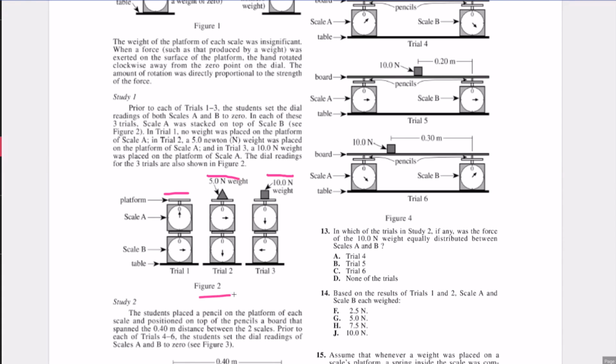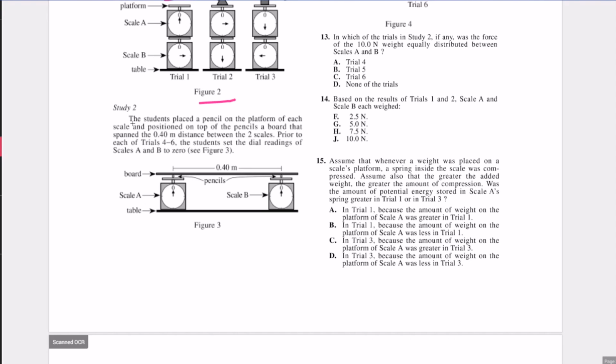So we see the figure 2, right? With this one, with just the scale on top of it, this is showing 0, because there's no weight on top. And here there is the scale on top, so it's showing about a quarter-wave movement. Here with 5 newtons, we're seeing an increased change. And with 10 newtons, this one is going all the way halfway, and this one is going halfway plus a quarter.